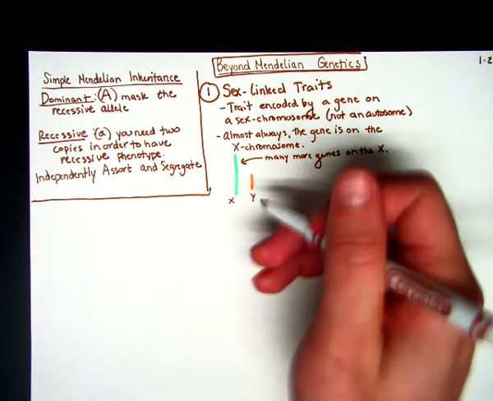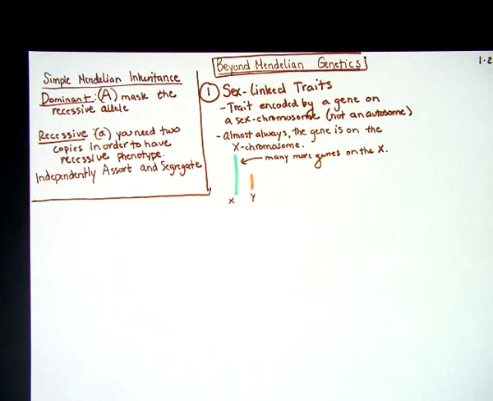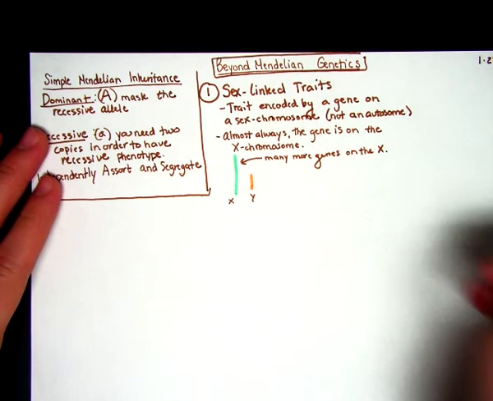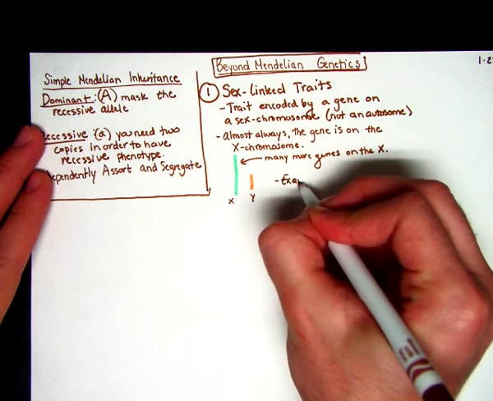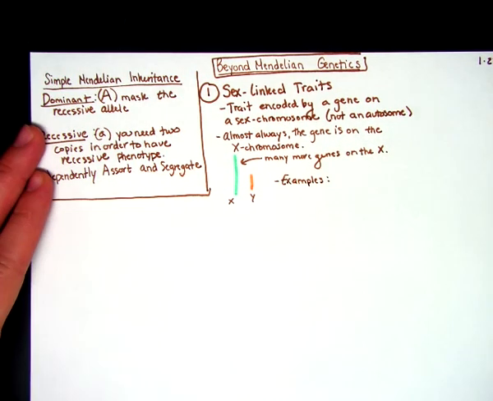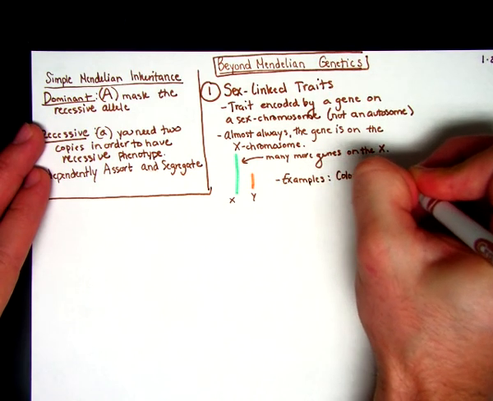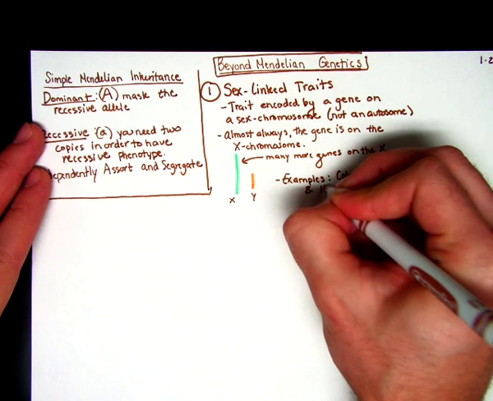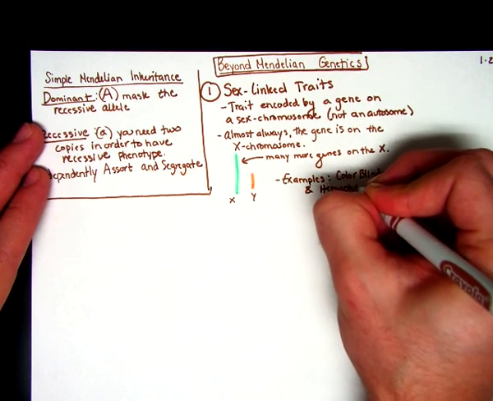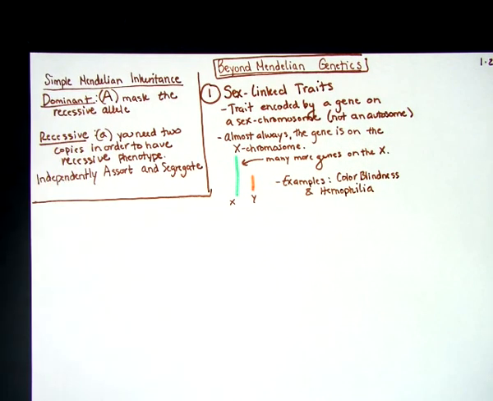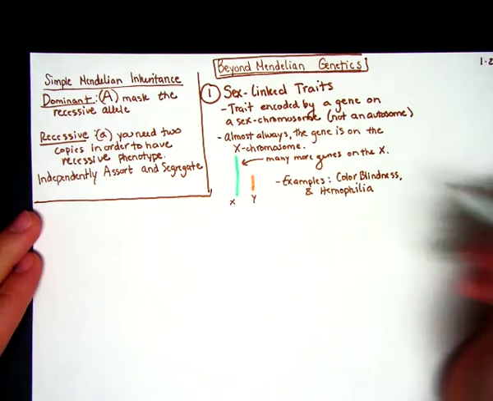Very, very rarely will we talk about Y-linked traits. Almost always when we say sex-linked, you can assume X-linked inheritance. So some examples of this: color blindness and hemophilia are probably the two big examples of sex-linked traits.